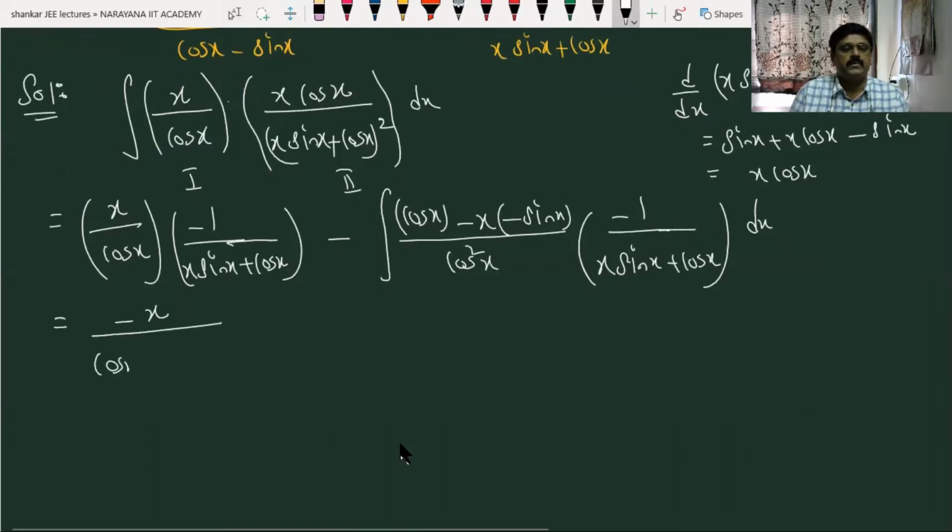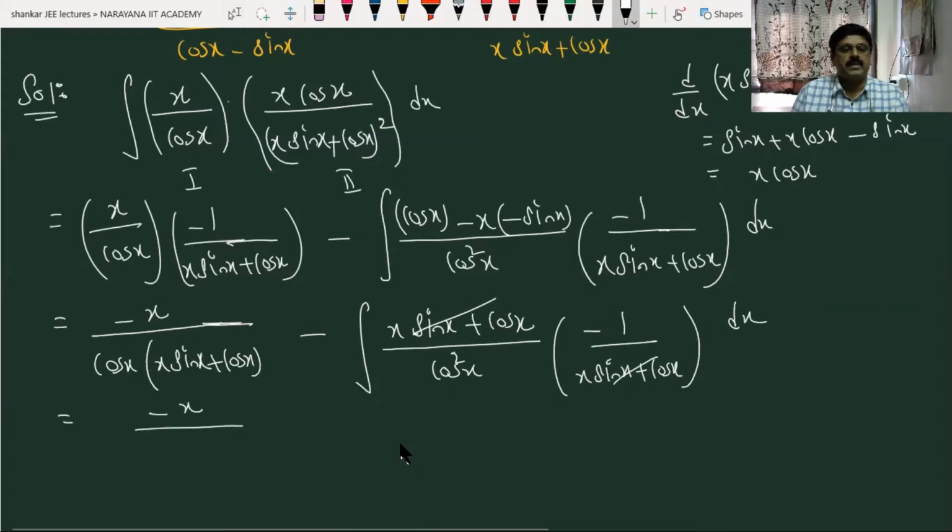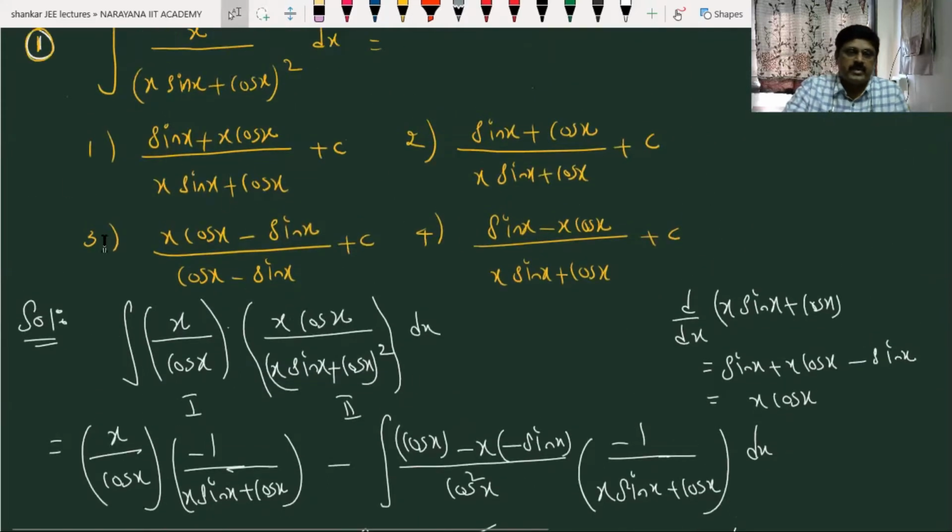Then you will be left with minus x upon cos x of (x sin x plus cos x), minus of, students, what is this? (x sin x plus cos x) upon cos square x, times minus 1 upon x sin x plus cos x dx. This will be cancelled out. Then you will be left with minus x upon cos x of (x sin x plus cos x), minus into minus plus, integral 1 upon cos square x means integral secant square x. Straight away I can write tan x plus c, students, that particular value I have got. Later, simplification is my task because they gave all options in terms of sine and cos only.